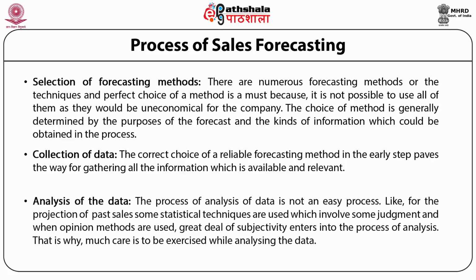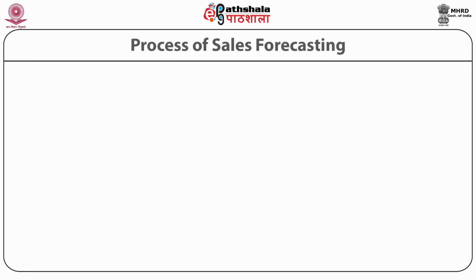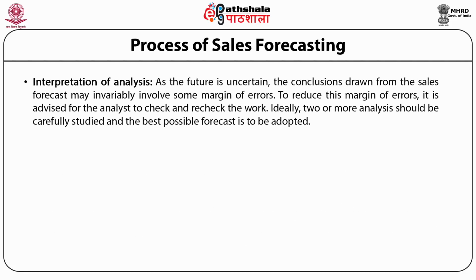Then comes analysis of the collected data. The process of analysis of data is not an easy process. For the projection of past sales, some statistical techniques are used which involve some judgment. When opinion methods are used, a great deal of subjectivity enters into the process of analysis. That is why much care is to be exercised while analyzing the data. Next comes interpretation of analysis. As the future is uncertain, the conclusions drawn from the sales forecast may invariably involve some margin of error, and to reduce this margin of error, it is advised for the analyst to check and recheck the work. Ideally, two or more analyses should be carefully studied and the best possible forecast adopted.